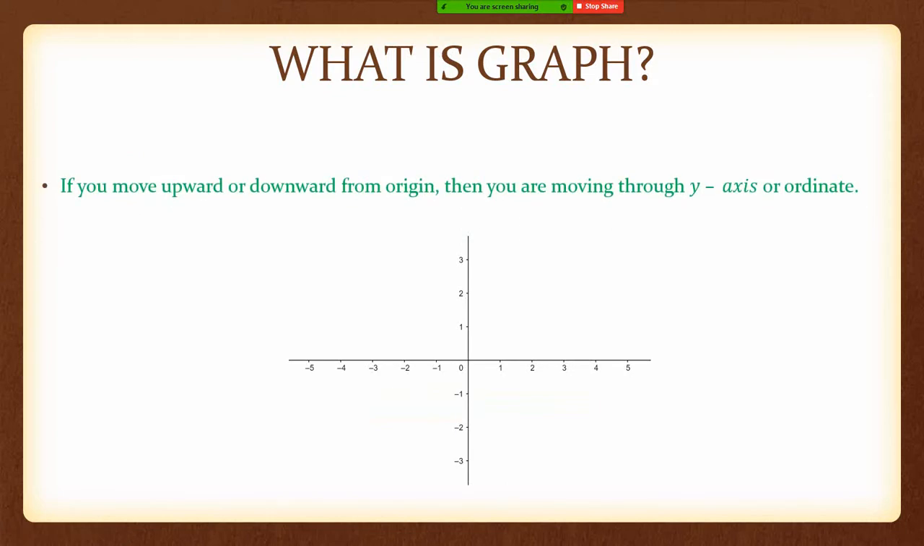if you are moving upward or downward from the origin, then you are moving through y-axis or ordinate. If you are moving vertically, means upward or downward from the origin, then basically you are moving through y-axis, and the other name for this y-axis is ordinate. So you may write it down or you may take the screenshot of it just for your ease. Okay. So this is your y-axis.